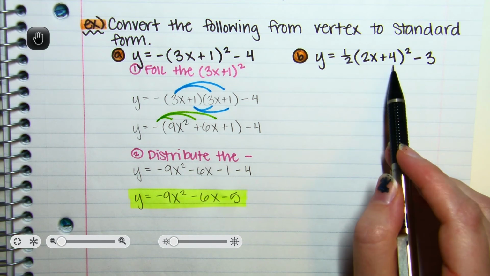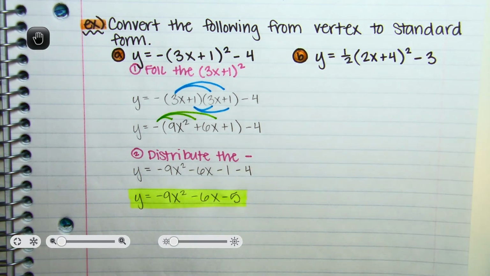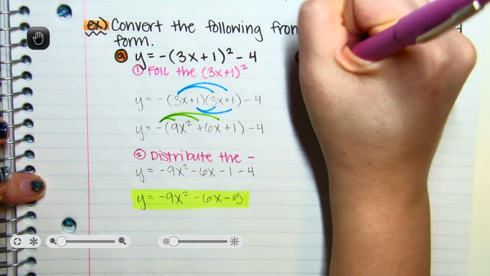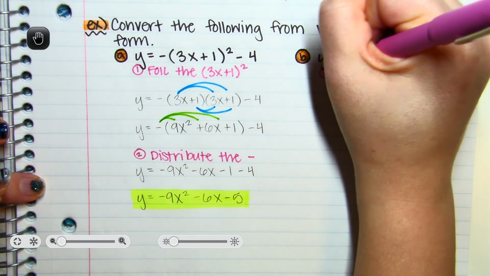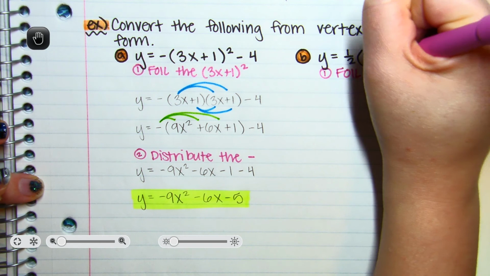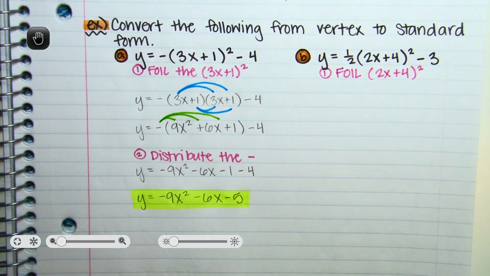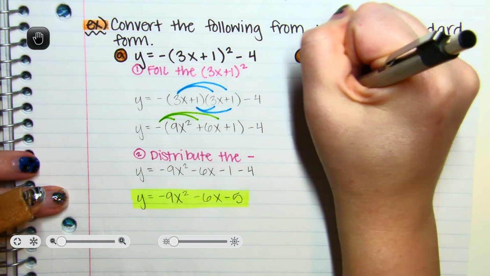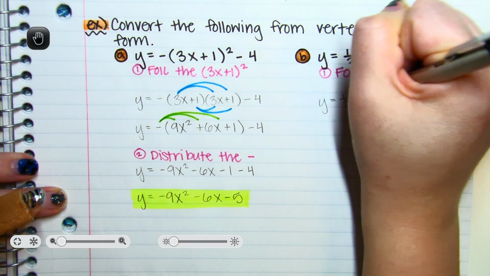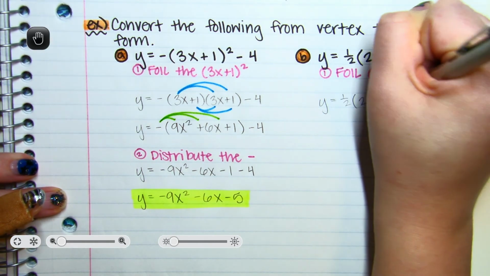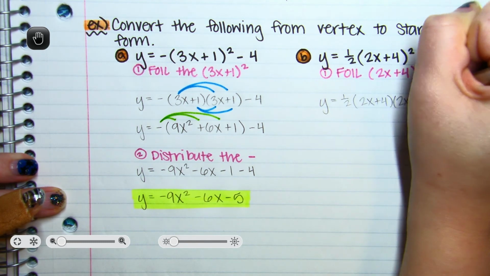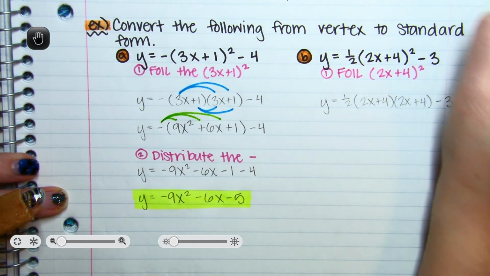So let's go ahead and do this example together, and then I'm going to give you a few examples to try on your own if you would like. So I'm going to write the steps one more time. So FOIL the 2x plus 4 quantity squared. So I'm going to have y equals, this 1/2 stays out in front, and then 2x plus 4, 2x plus 4, and then the minus 3 stays hanging out at the end.